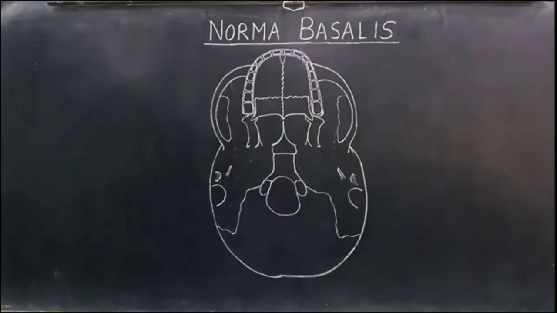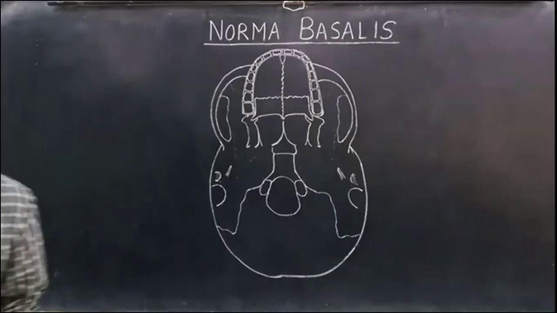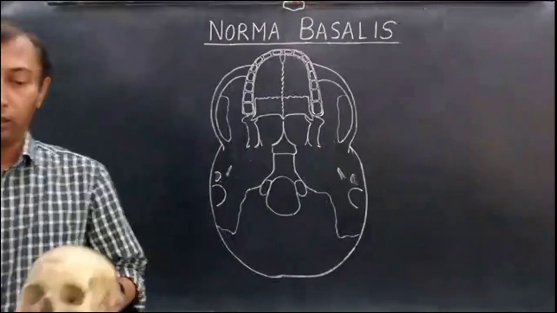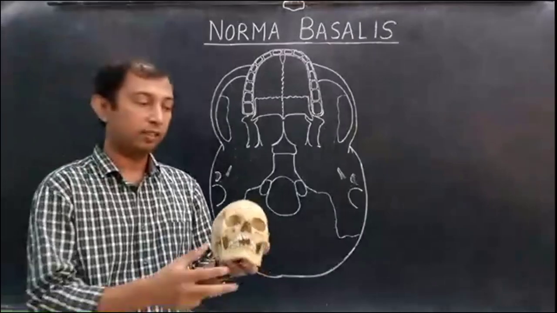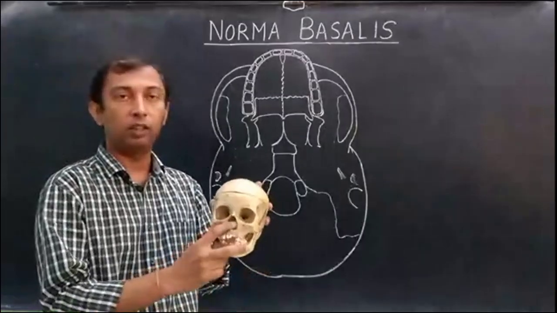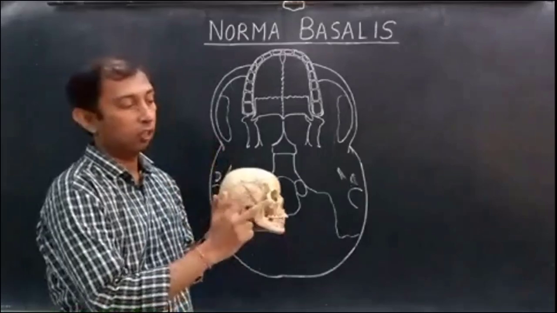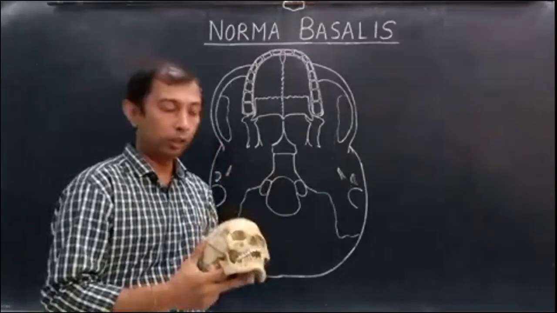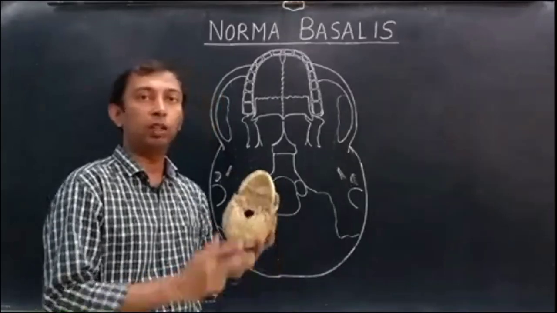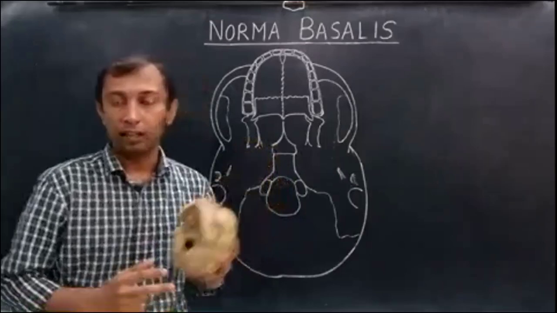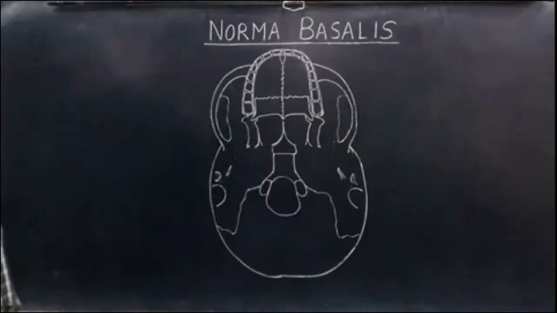So we are going to talk about the Norma Basalis, right? You have learned about the various normas, that is Norma Frontalis, the Norma Occipitalis, the Norma Verticalis, and the Norma Lateralis. So what we are going to do is study the Norma Basalis, which is actually the base of the skull, and it is slightly complicated. So we will try to make it as easy as possible.